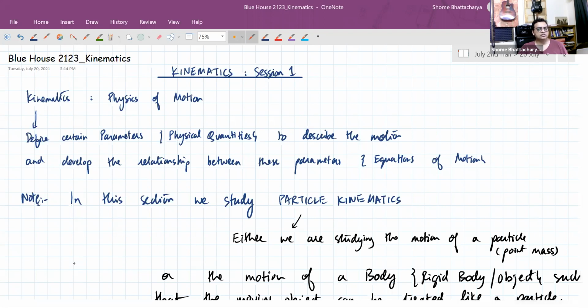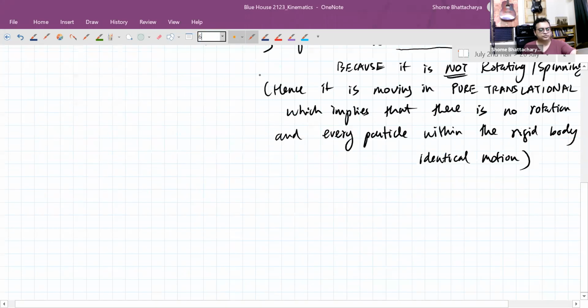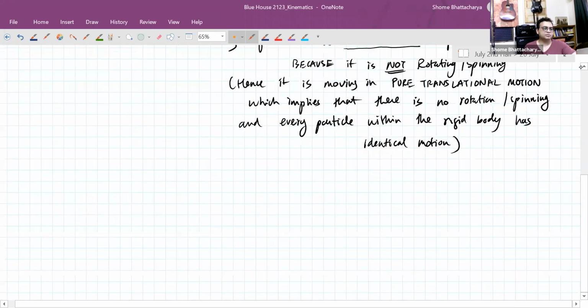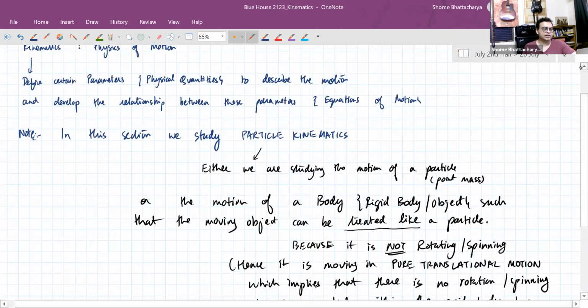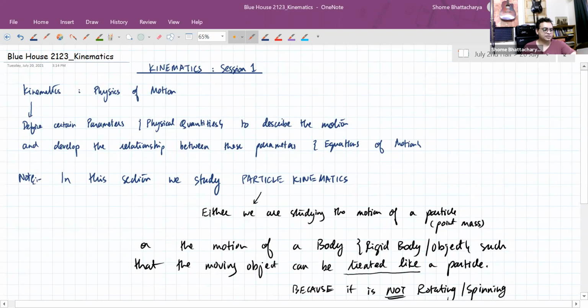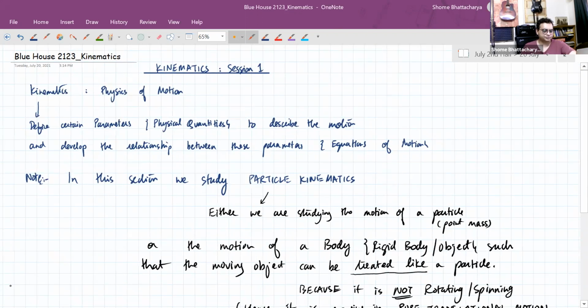Now, when can we treat an object or a rigid body as a particle as far as its motion is concerned? We will discuss that in more detail later. So I'm coming to that point. There is a certain condition in which we may treat an object just like a particle as far as its motion is concerned. And of course, there might be a situation in which we cannot treat it like a particle. So in this section, we are only dealing with those situations where we can treat an object or a body which is moving like a particle as far as its motion is concerned.